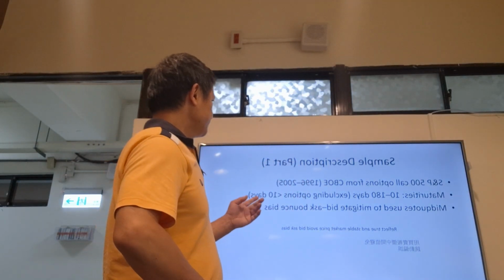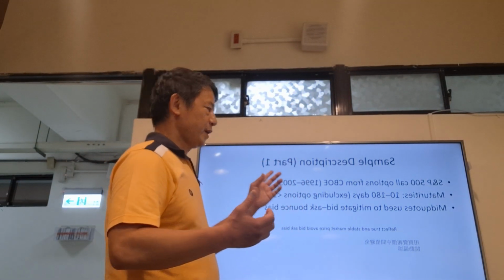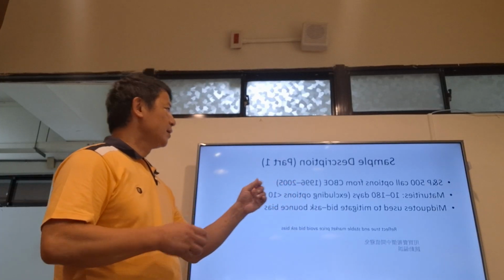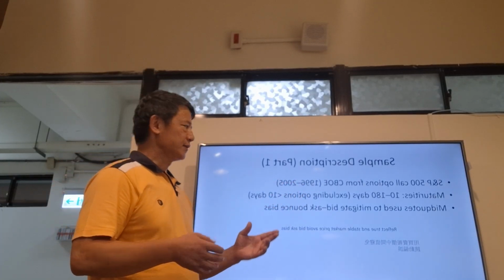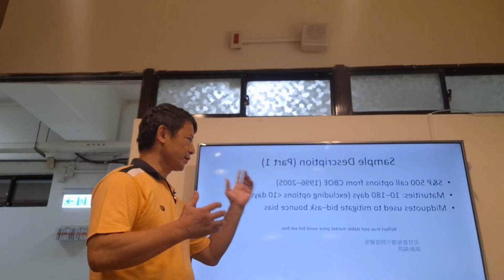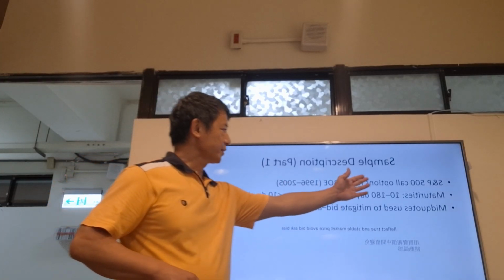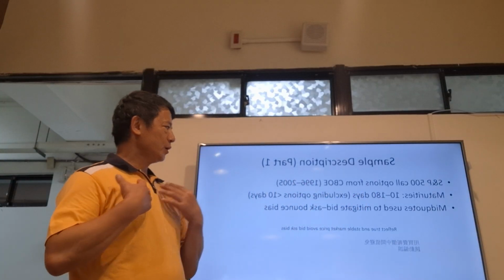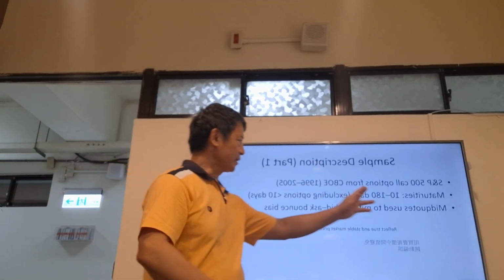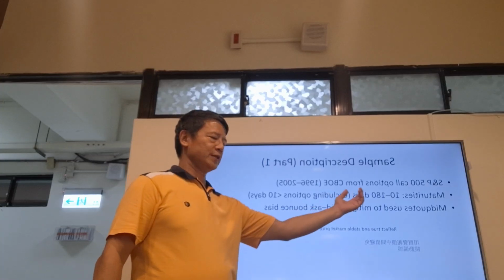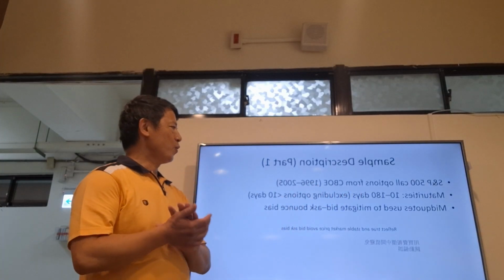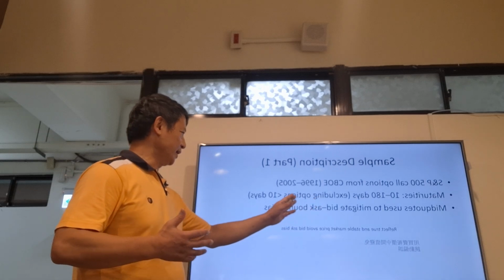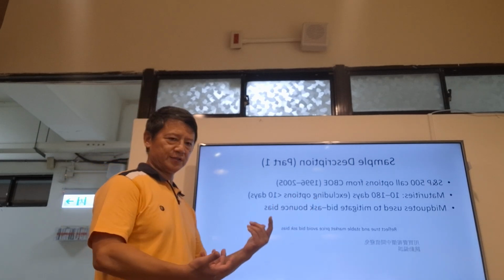Okay, so the simple description part one is that we get the data from S&P 500 call options from CBOE, ranging from 1996 to 2005. The call option maturities are from 10 to 180 days. We will exclude the two extremes, under 10 days or over 180 days, because we want to use the mid-quote to mitigate the bid-ask bounce bias.